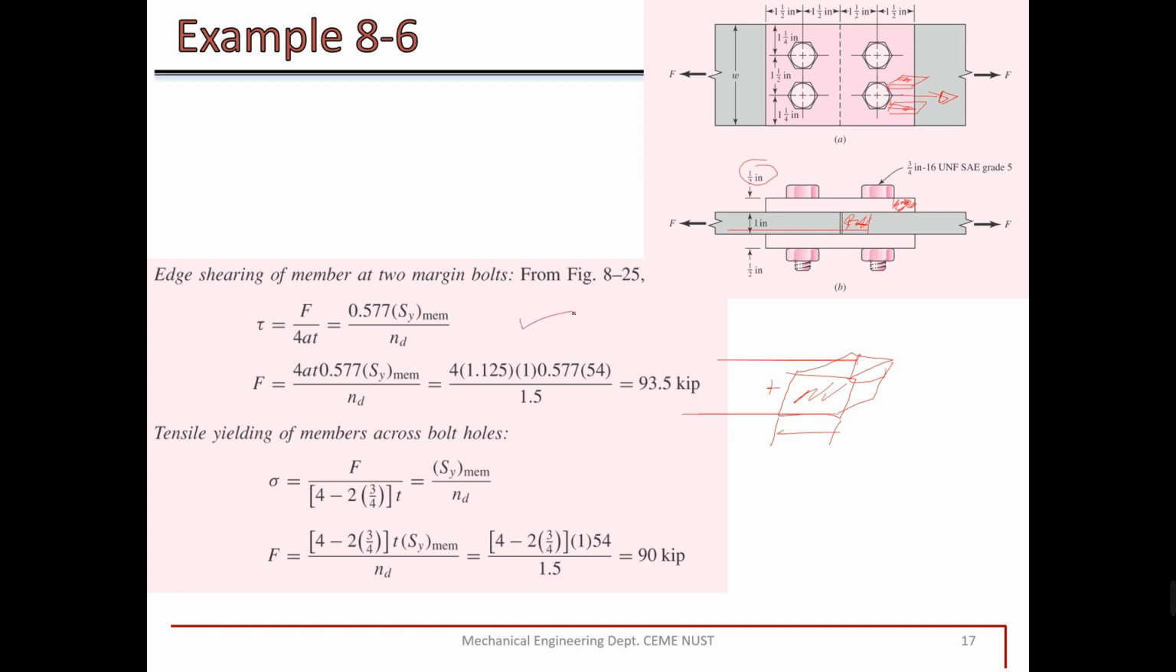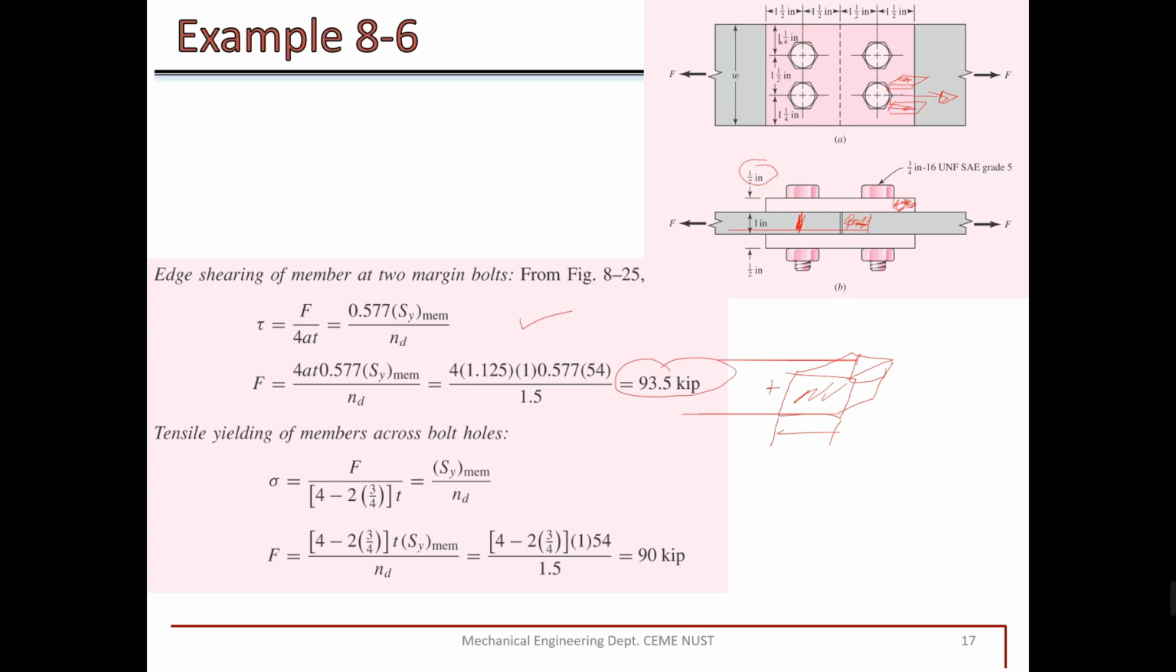Here they have only calculated for this plate, not the supporting plates. For this plate, for this area, the value comes out to be 93.5 kip. It means that at 93.5 kip of external force, there is a possibility of shearing of members at this plate. Similarly, tensile yielding. There is also a possibility that this material fails in tensile load.